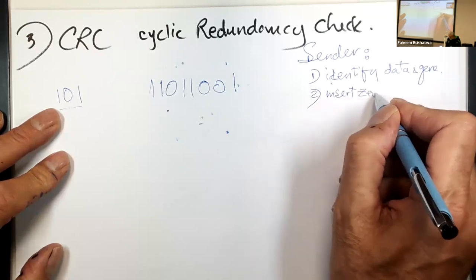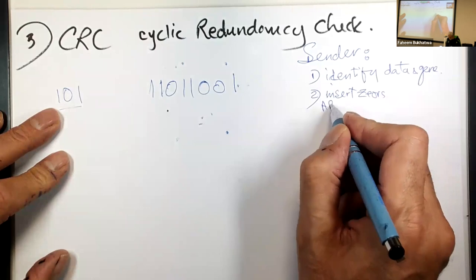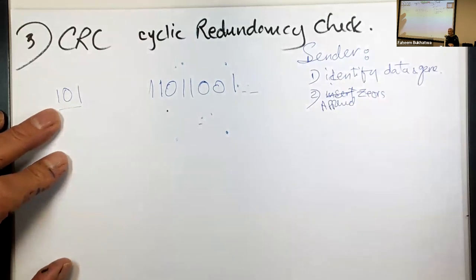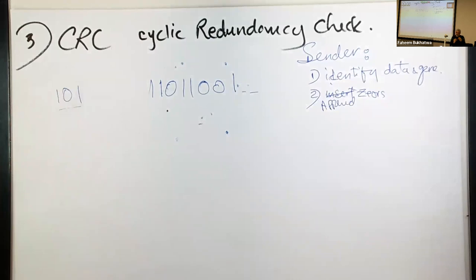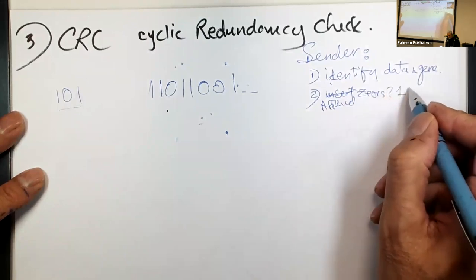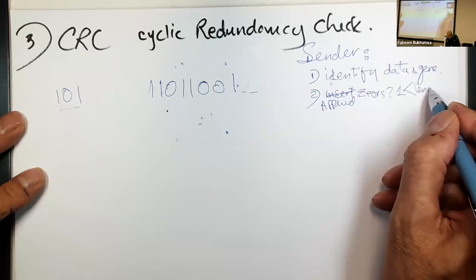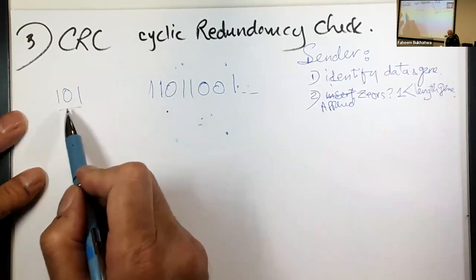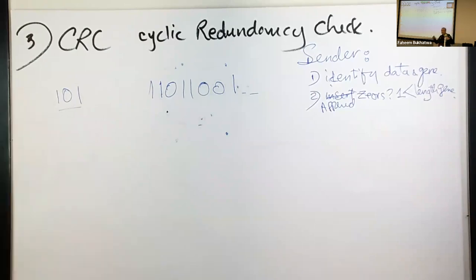zeros. Not insert, a better word is append zeros to the data. That means you put it at the end of the frame. You put data at the trailing edge of the frame, not the part that's being transferred, the tail part of it. How many zeros? 1 less than the length of the generator measured in bits. So our generator, there it is, 3 bits. If our generator was 13 bits, then you insert or append 12 zeros. This is 3, you append 2. So always 1 less than the length of the generator in bits.